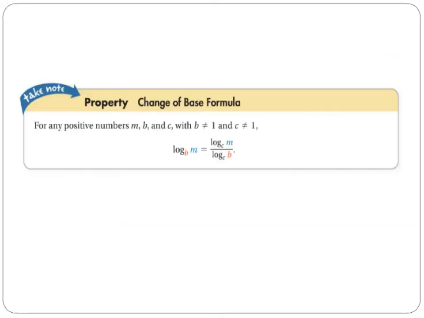Change of base property. Now, if you have a graphing calculator, you really don't have to learn this. I will show you how to do a log with a different base of 10. But if you do not have a graphing calculator, you're going to have to know how to use a change of base formula. So this is saying if you do not have a base 10 right here for your b, that means you can take log of the actual number divided by the log of your base to solve a problem.